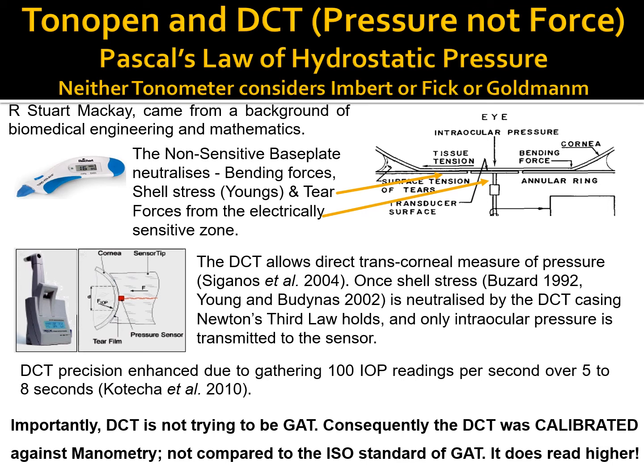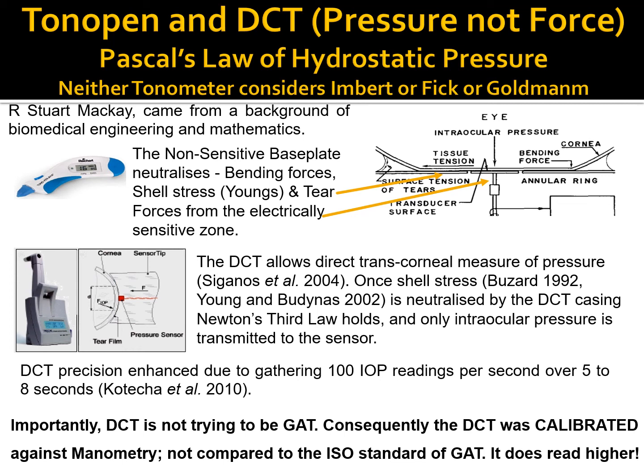And it's a really clever design. The Tonopen is difficult to use though, and I think there's a load of error in it for other reasons. But basically its footprint is about the same as GAT. But the sensor that actually measures pressure is only about 1 millimeter in the middle. So all the bending and shearing forces and tear forces are neutralized by the non-sensitive base plate. So the tears are squeezed out, the stress forces on the bend are way away, and then it's only this central 1 millimeter sensor that records pressure, I have to say, rather than force.